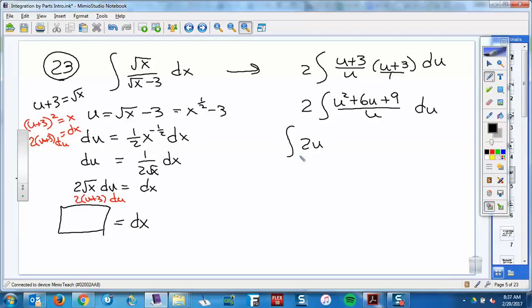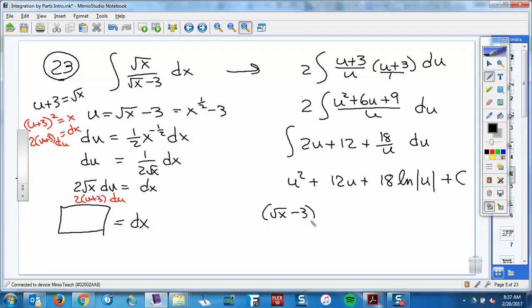Now remember, I haven't done my antiderivative yet, so I still need my integral symbol there, because all I'm doing is simplifying. 6u over u is 6, times 2 is 12. And then 9 over u, times 2, so that'd be 18 over u du. And now I do my antiderivative. So I get u squared plus 12u plus 18 ln u. Remember to put the brackets, plus c. And then I put my u as root x minus 3. So root x minus 3 squared, plus 12 times root x minus 3, plus 18 ln root x minus 3, plus c.